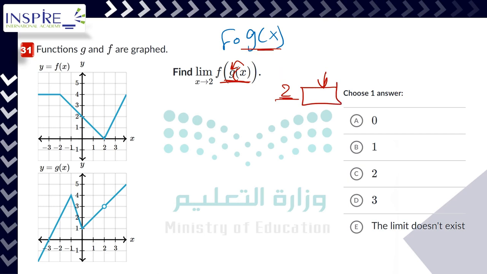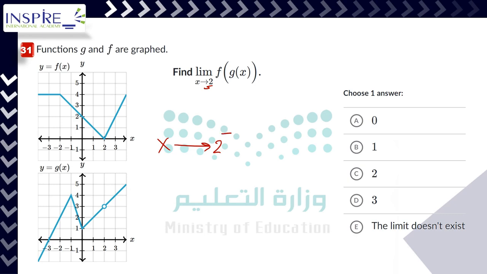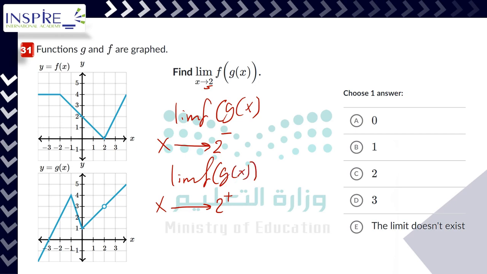Okay. Let's start. At first, in any question asking you about the limit, you must get it from both sides. If it's asking you about the limit of f of g of x as x approaches 2, you must get it from the left side and from the right side. Okay. This one is very important. So I write the full question, f of g of x, and here the limit of g of x.